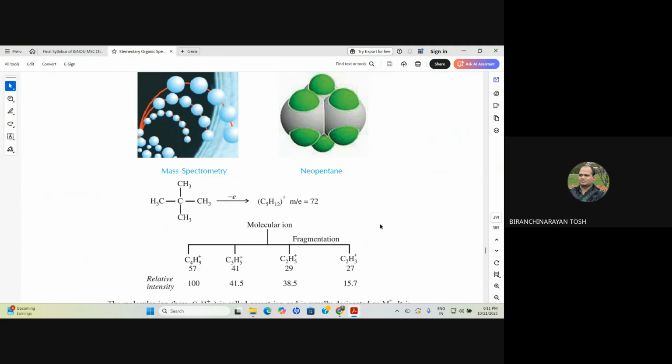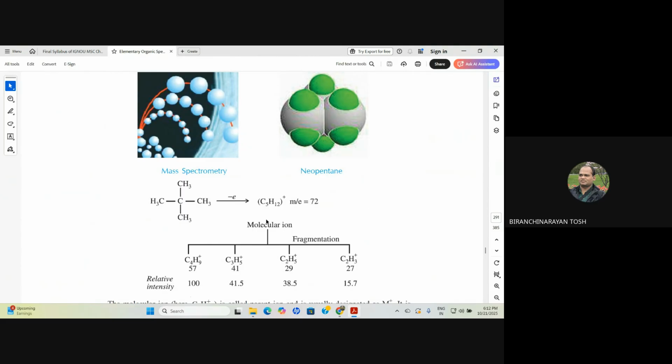And for most ions the charge is 1, so one electron will be removed, so m by e ratio is simply the molecular mass of the ion. One example is given here. Let the neopentane, so when it is bombarded with high energetic electron, one electron will be released from this compound, so we'll get the molecular ion. So the molecular ion is C5H12 plus, where m by e ratio is 72, just the molecular mass. Again, this molecular ion will go into fragmentation.